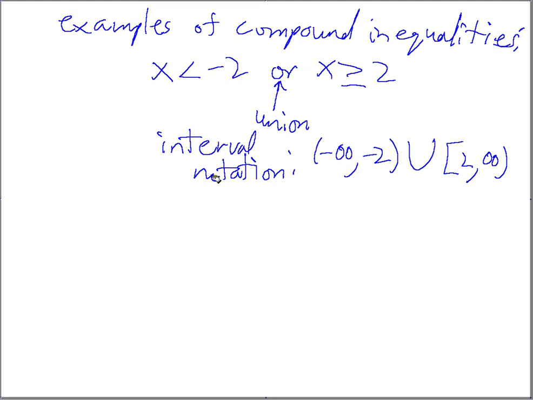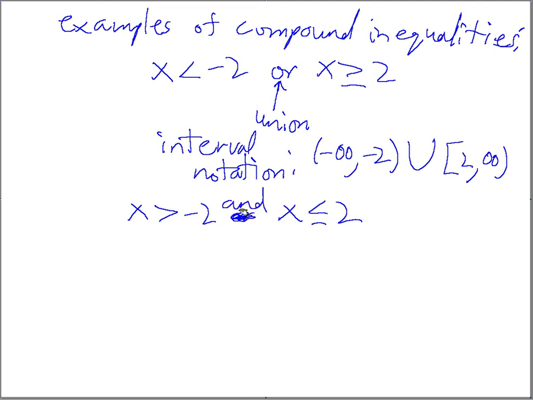All right. Now, what about the word and? Let's go and try that one. Take a look at this one. How about x greater than, let's keep it along these lines, x greater than negative 2, or x less than or equal to positive 2. Not or. Sorry about that. Make it and. Apologize for that.